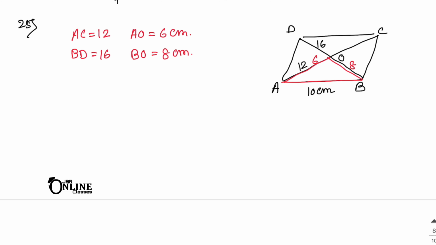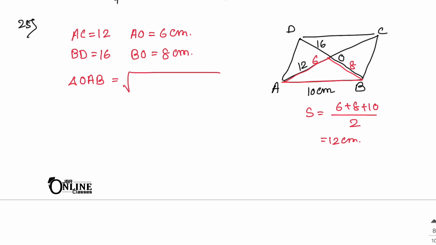Now triangle OAB is a scalene triangle. So first you have to find out the value of S, and that equal to 6 plus 8 plus 10 by 2, that equal to 12 centimeter. So now as this one 12, so 12 into, then next one 12 minus 10 it's 2, 12 minus 8 it's 4, 12 minus 6 it's 6. So that equal to, you can write down root of 12 into 2 into 4 into 6, that is 12 into 12 into 4.